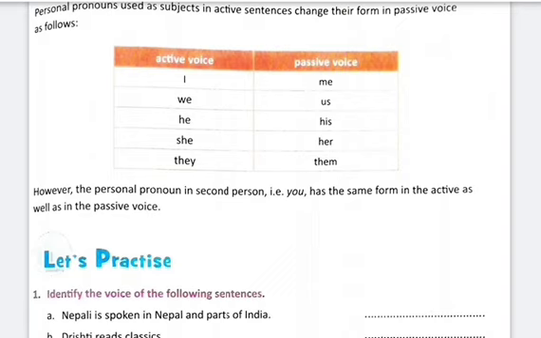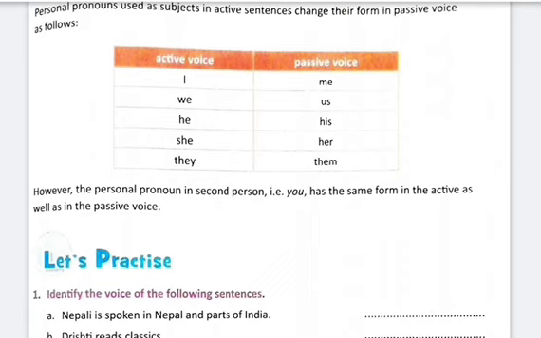So these are very common things and I know you all know this. Only to refresh, we need to practice this. Let's practice part. Let me explain a few sentences here. The question is, identify the voice of the following sentences. See, A. Nepali is spoken in Nepal and parts of India.